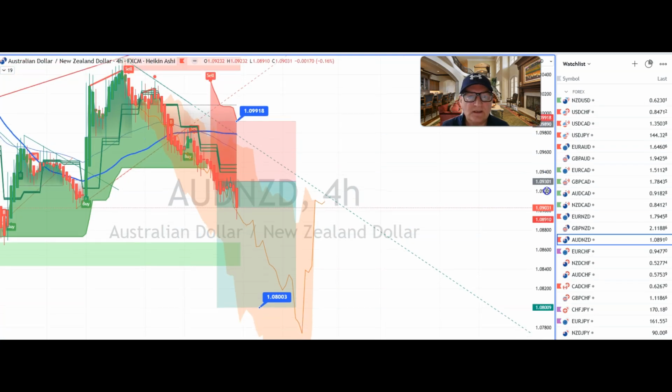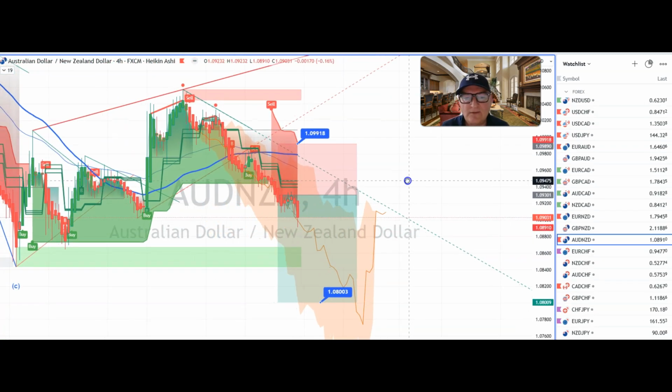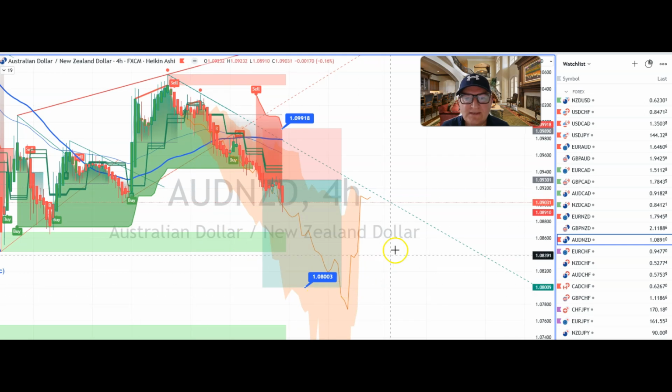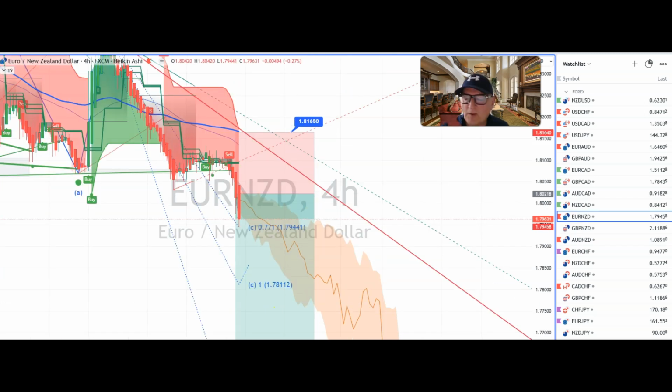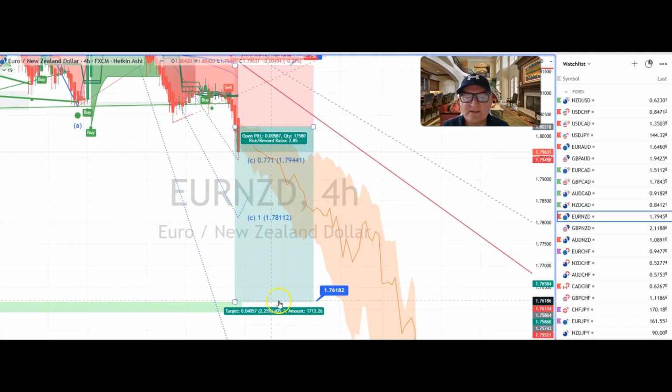Aussie New Zealand, continued breakdown and breaker structure, break of all the support lines, heading south to 108.03, stop 109.91. VIP members, Euro New Zealand, you should be short this, stop 181.65, heading for 176.18.